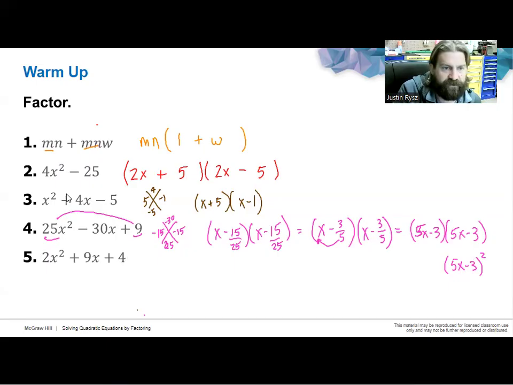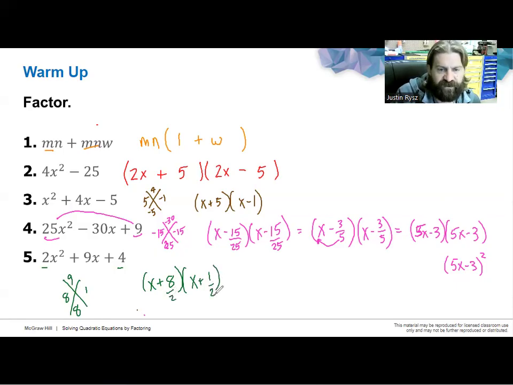All right, last one here. Do the same thing that we did in the last one. We get a 2 times 4 is an 8, add together to get 9. And then it's 8 and 1. So we get an x plus 8, x plus 1. We've got to divide them both by the number in front. Divide by 2.